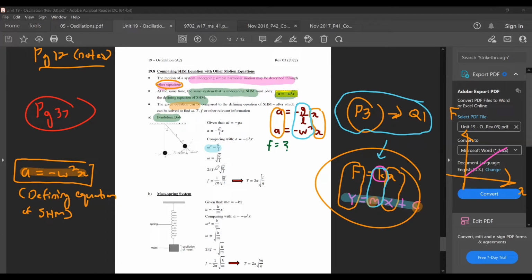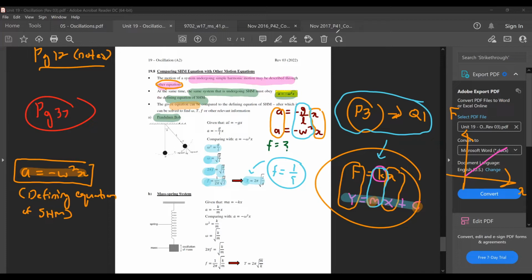Now from here, you can work out a few things, like finding your frequency or your period, by substituting omega as 2 pi f, then finding f, and subsequently saying that f is 1 over T. This is what I meant by comparing your given equation with the defining equation of SHM and then finding something out of it. It can be your frequency, your angular frequency, or your period. It depends on the context of the question.